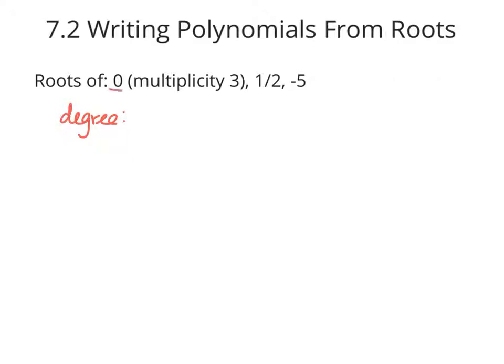So this has a 0 multiplicity of 3. That means it's like 0, 0, 0. There's 3 of them. There's a 1/2 and a -5. So right now I know that this has a degree of 5 because that's 5 different roots. 1, 2, 3, 4, 5. So I know that my final polynomial should have a degree or a term x to the 5th at the beginning. All right, so let's go ahead and start writing our factors.